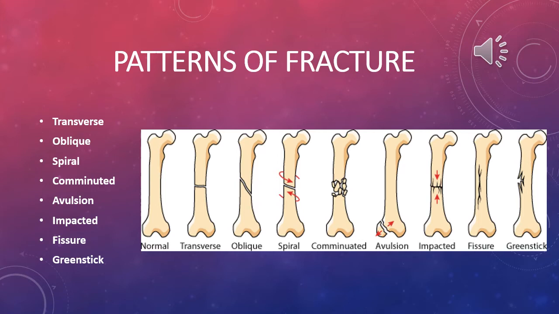Lastly, we have the greenstick fracture, and this is when one side of the bone is broken and the other side is bent. This type of fracture is usually seen in young, growing children. Displacement is minimal, and healing is usually pretty rapid.